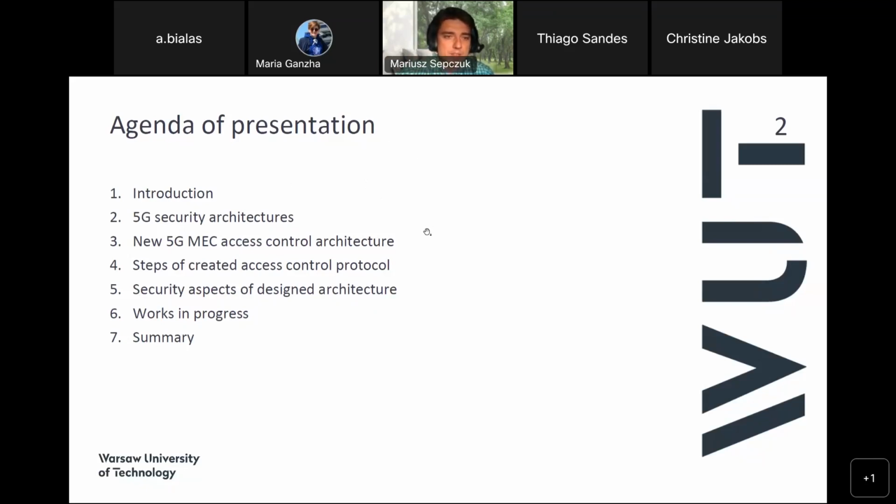Then I select some security aspects of the designed architecture, and I try to describe them during this presentation. And in one of the last parts of this presentation, I will talk about works in progress, and finally a short summary.